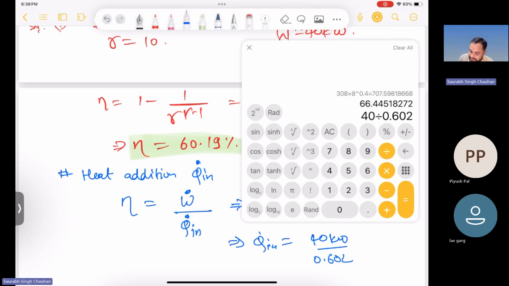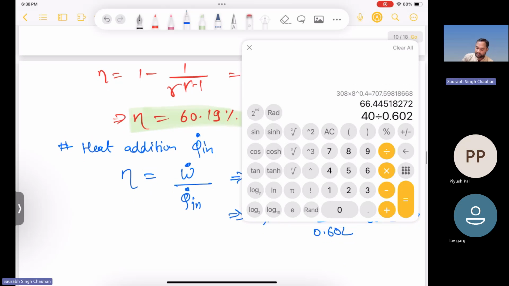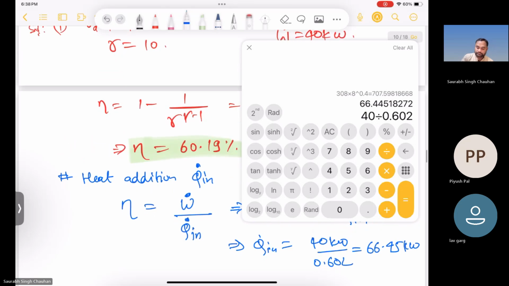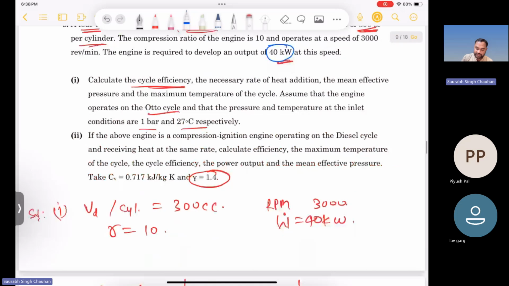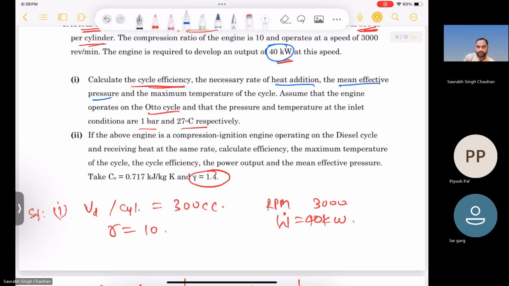So it is around 66.45 kilowatt. Okay. So this is the rate of heat input, and heat addition we got. Mean effective pressure: how do we calculate the mean effective pressure?